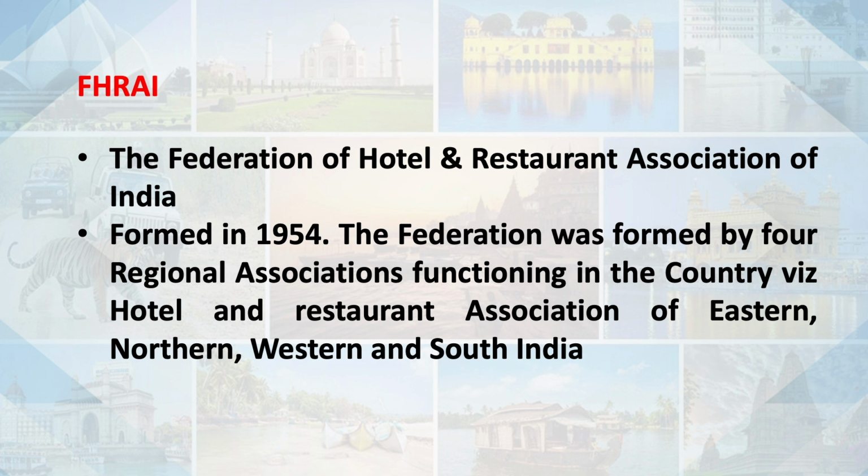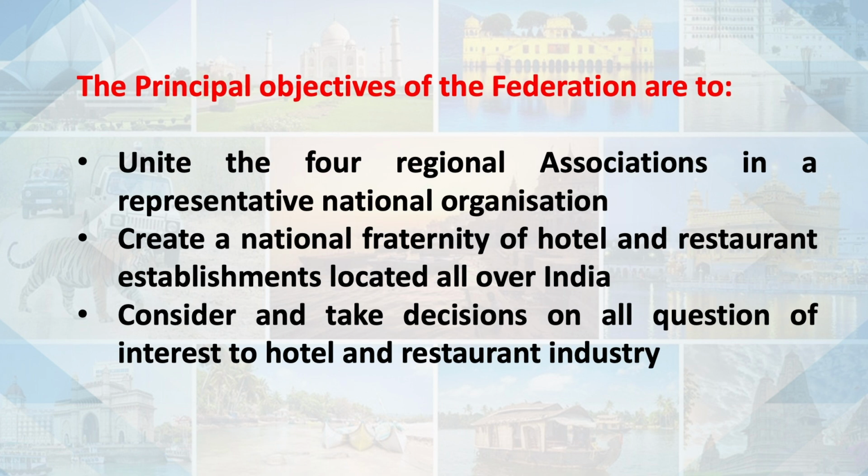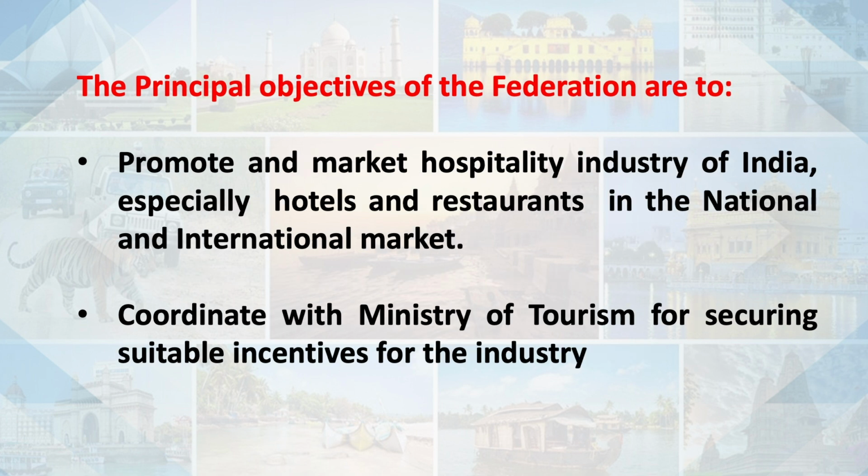Then we have another important organization, that is the Federation of Hotel and Restaurant Associations of India. It is FHRAI, and it was formed in 1954. The federation was formed by 4 regional associations functioning in the country: the Hotel and Restaurant Association of Eastern India, then Northern India, then Western and South India. The principal objective of the federation is to unite the 4 regional associations in a representative national organization. Then create a national fraternity of hotel and restaurant establishments located all over India. Then consider and take decisions on all questions of interest to the hotel and restaurant industry. Then promote and market the hospitality industry in India, especially hotels and restaurants, in the national as well as international market. Then coordinate with the Ministry of Tourism for securing suitable incentives for the industry.